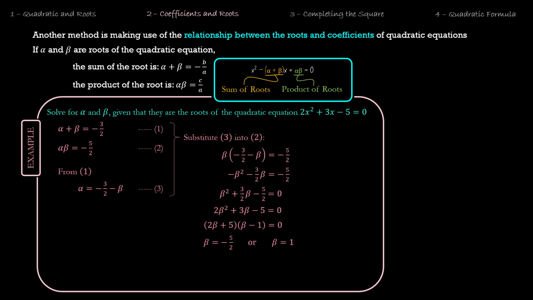If we substitute them to find alpha, we will get the same answer in reverse. This is because there can only be at most 2 values for any quadratic equation. Regardless, the roots are negative 5 over 2 and 1. Of course, we can easily find the solutions by factorizing the equation. However, in the event that a quadratic equation cannot be factorized easily or has no real roots, then finding alpha and beta would be more appropriate.